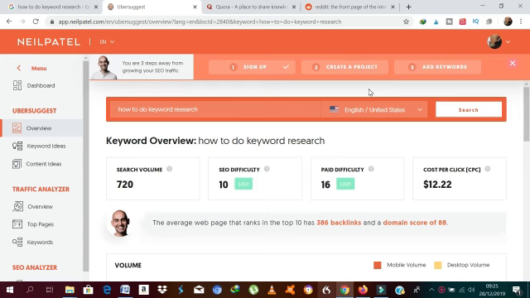The key point here is to make sure some videos are ranking in Google so that your video can also rank alongside them. However, if no video is being ranked in Google, that should not scare you. Go ahead and check the metrics in Ubersuggest. If the metrics are good, go ahead and still create your video because there's still the potential of your video being the first to be ranked in Google.